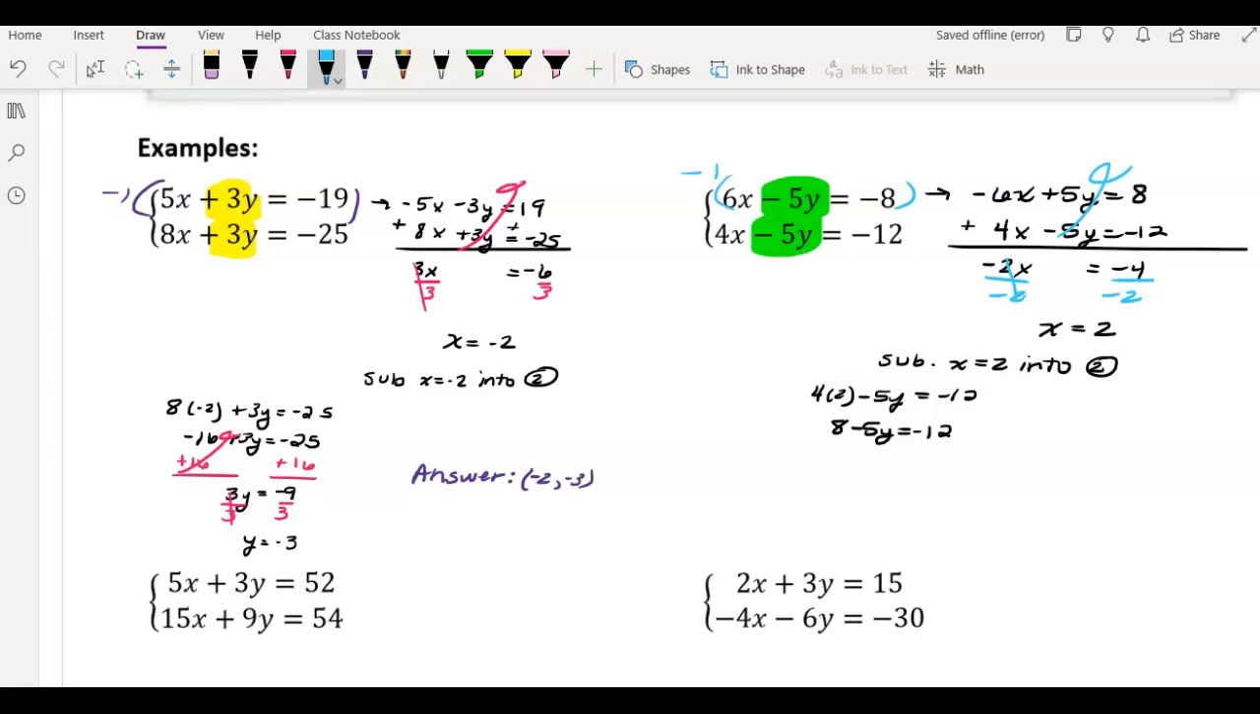I'm going to subtract 8 from both sides. I have -5y equals -20. Divide both sides by -5. We get y equals +4. And so once again, our answer is in xy terms as an ordered pair. So we get 2, 4.